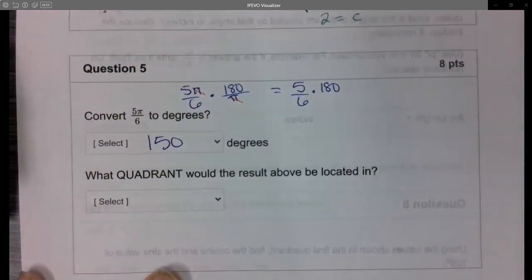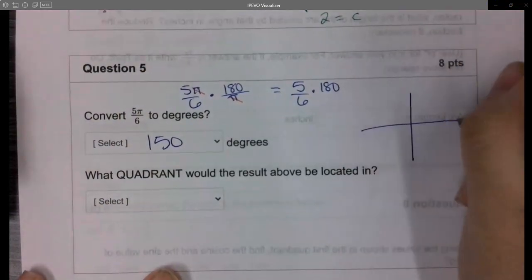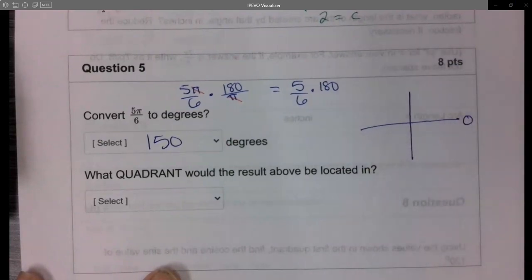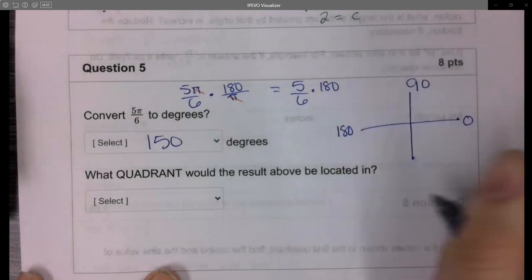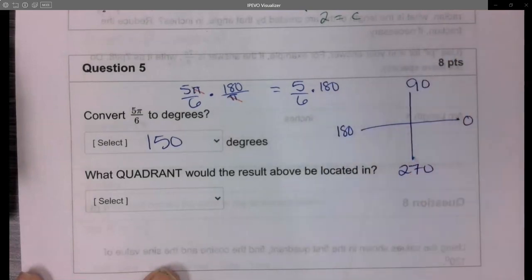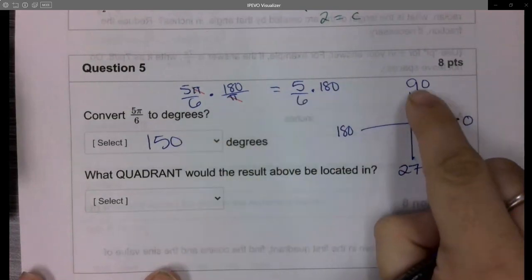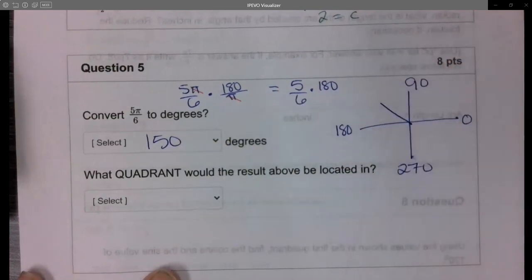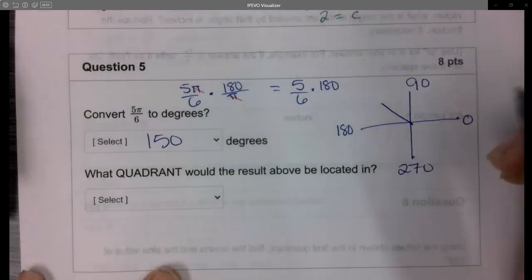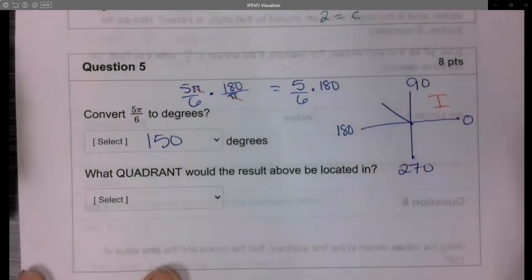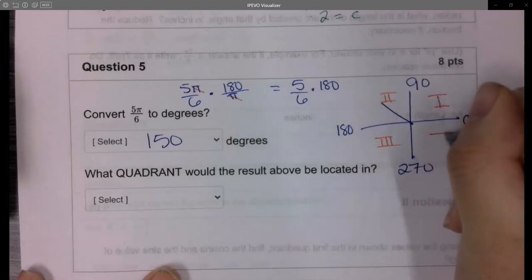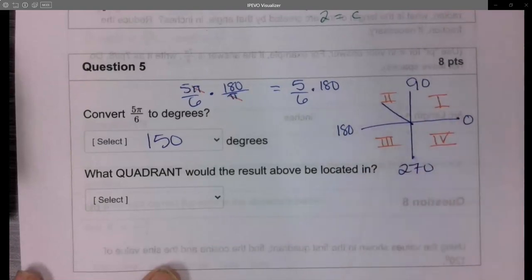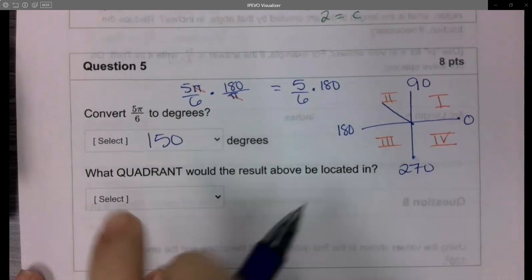Then I need to decide which quadrant this is in. So remember, if I'm looking at a coordinate plane, it goes 0, 90, 180, 270 for positive degrees. I have 150, that's between 90 and 180, so my angle is right there. Also remember, quadrants are labeled counterclockwise, so it goes 1, 2, 3, and 4. So this would be quadrant 2.